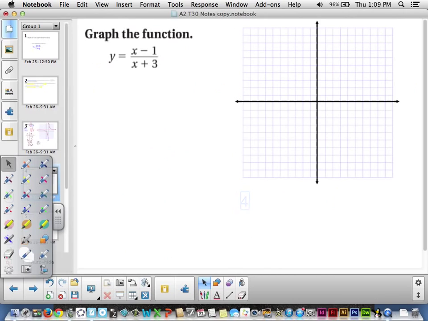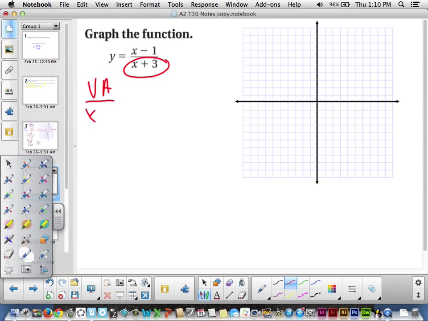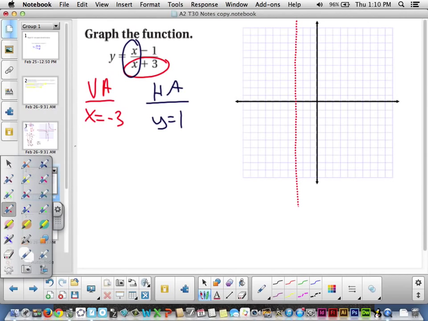All right, so let's find the asymptotes on this one now. Y equals x minus 1 over x plus 3. Our vertical asymptotes, what makes the bottom 0? In this case, when x is negative 3, our bottom is 0. Our horizontal, as long as the powers are the same, we can divide the lead coefficients, y equals 1. So we can plot those. X equals negative 3 is right here. Y equals 1 is right here.